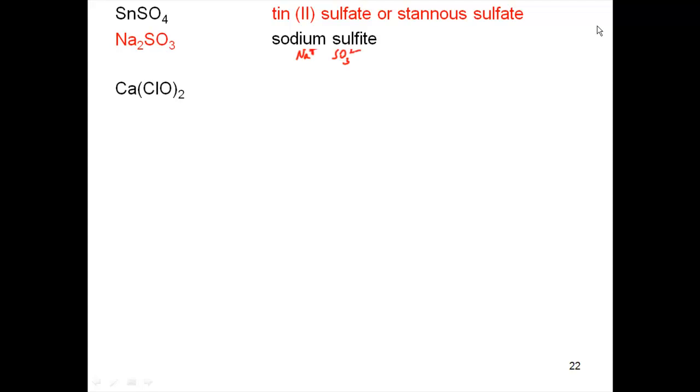Okay, now I want to name Ca(ClO)2. Well, Ca is calcium. It's always a +2, so I don't need a Roman numeral. But then I got to figure out what ClO is. Okay, and that goes by the polyatomic ions, which was the hypochlorite ion. So putting that together, calcium hypochlorite.